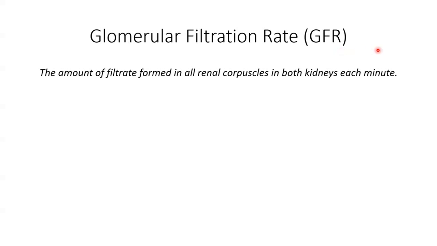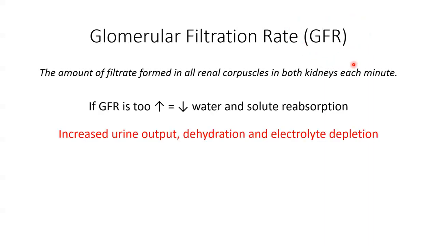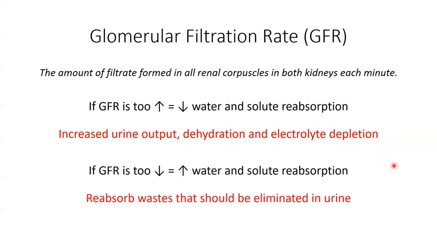Now, it's really important for the homeostasis of our body fluids that we maintain a relatively consistent glomerular filtration rate. If glomerular filtration rate is too high, needed substances may pass too quickly through the renal tubules for us to actually reabsorb them and put them back into the blood. And so we're at risk of things like increased urine output, leading to dehydration and electrolyte depletion. If our glomerular filtration rate is too low, everything within the filtrate may be reabsorbed, and the waste products that we actually wanted to get rid of will not be adequately excreted.